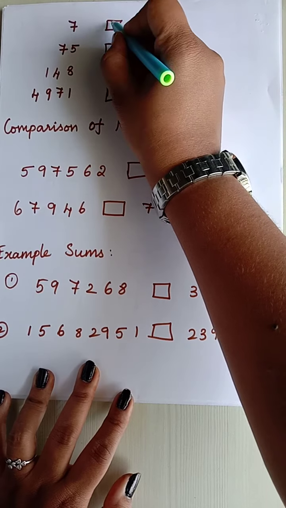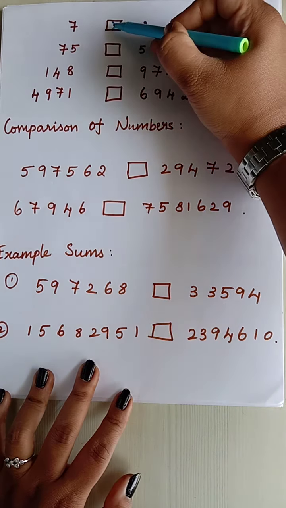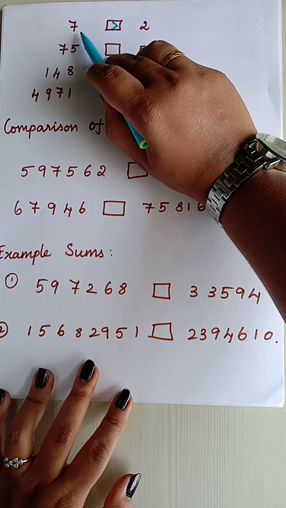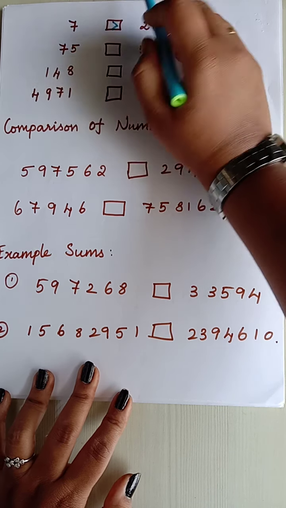So our answer should be: the open mouth should face 7. Yes, the open mouth should face the greatest number side, so it is facing correctly.